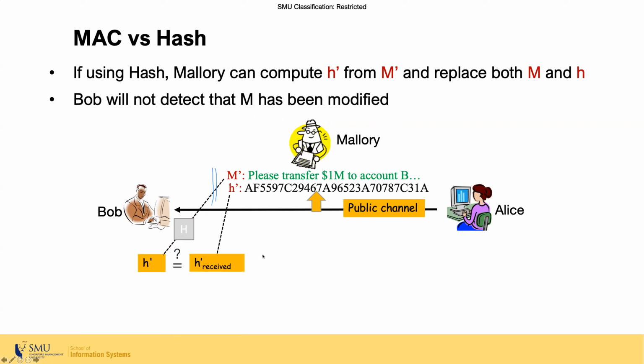Will this verification be successful? Of course, it will be successful because after all, this H prime is the hash value of the message M prime itself. So when Bob does the same thing, then of course it will result in the same value and the verification will be successful. So in this case, the attack on message integrity will be successful. And this attack was possible because you are using a standard hash function. And essentially it is because there is no key involved.